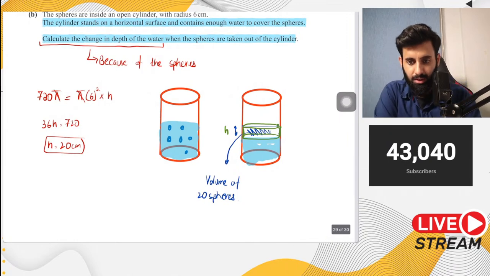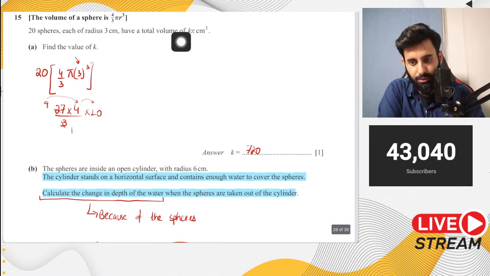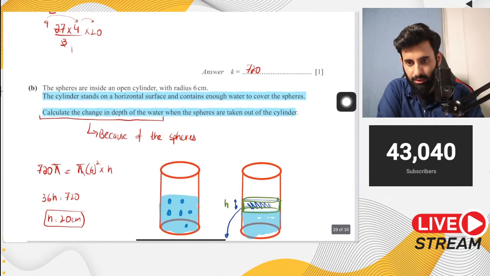So, why not 20 pi? That's because the question told us to find out the coefficient of pi, which is 720.